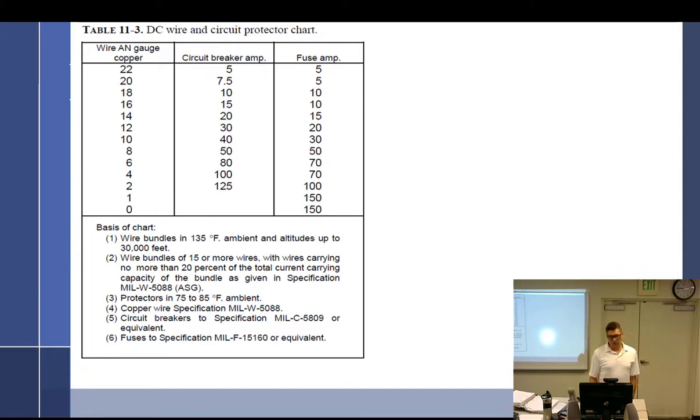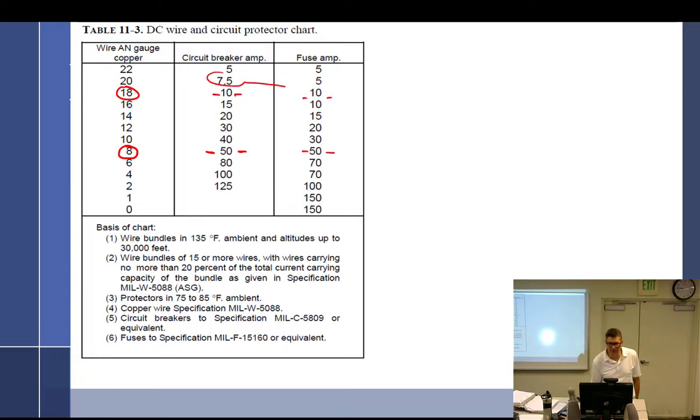So we looked at before, and we ended up with what size wire did we use for that last example? Number 8. So number 8. What size circuit breaker do I need? 50 amp. What if it's a fuse? 50. All right. So if I have an 18 gauge wire, it should be 10 or fuse 10.